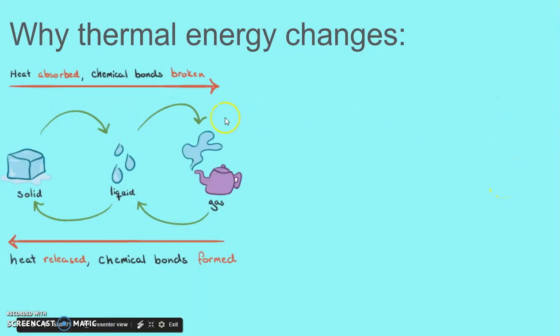So why thermal energy changes? This diagram is a nice diagram. Going from solid to a liquid to a gas also takes thermal energy changes. Like when we give heat to a system, you can get it to go from a solid to a liquid and from a liquid to a gas. So the heat is absorbed, those chemical bonds are then broken apart. You're giving them the energy to break apart from each other. If you want them to bond together, you've got to take some of that energy away so that they have to bond. Going from a gas to a liquid to a solid, heat's going to be released out to the surroundings. The chemical bonds are then going to be formed.